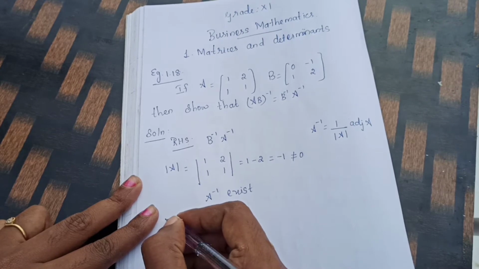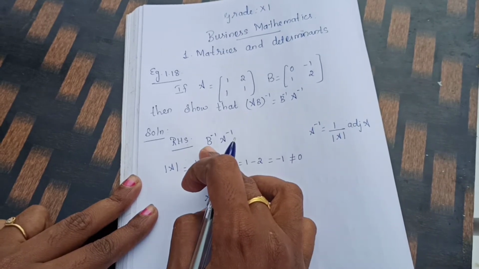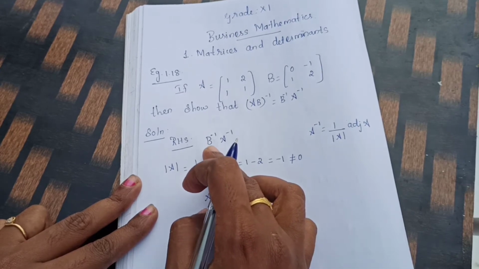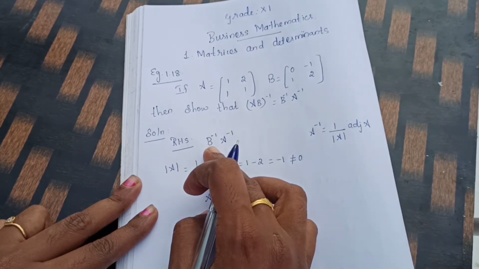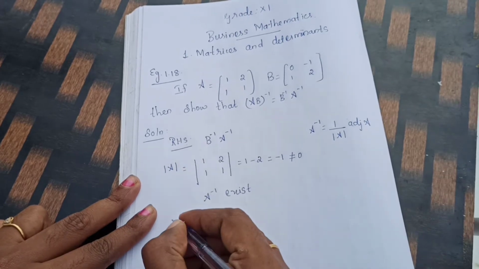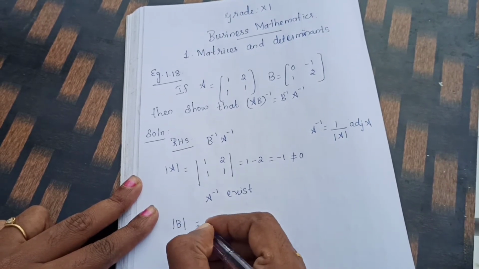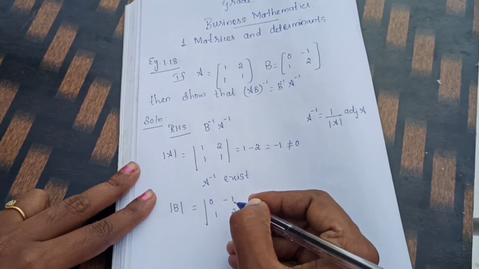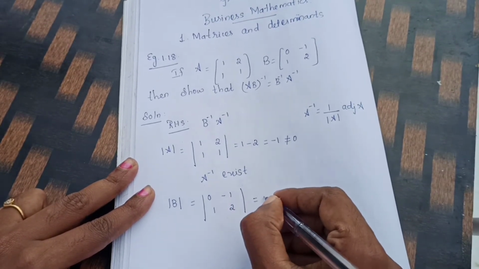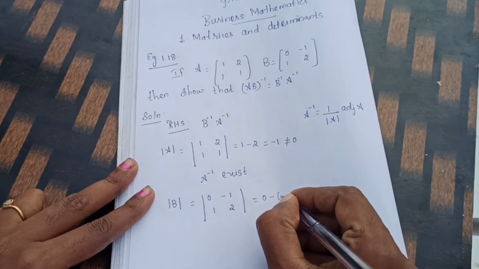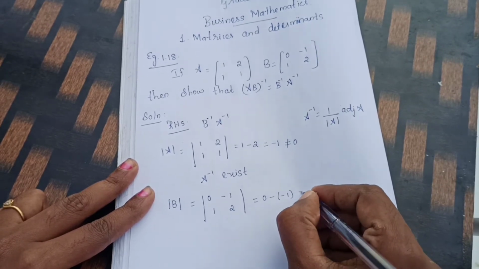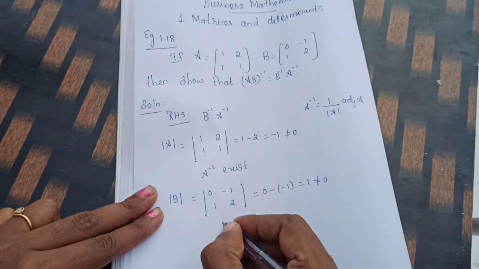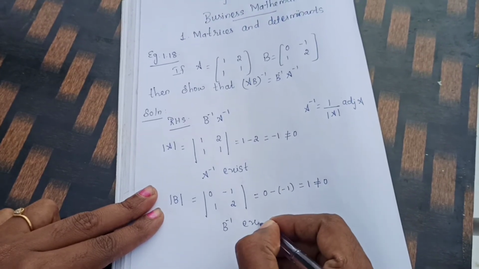For B inverse, you need to find determinant of B value. What is B value? 0, minus 1, 1, 2. Just cross multiply. 0 into 2 is 0. Minus of minus 1, minus into minus is plus 1. Equal to 1. This also is not equal to 0. So B inverse also exists.